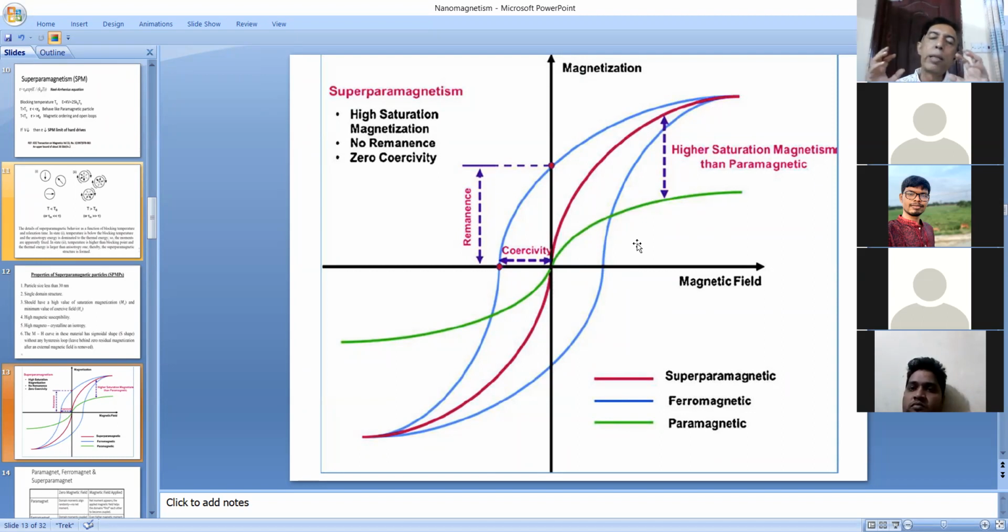So you will get zero remanence. That means you will not have any remanence, and you will not get any coercivity for a superparamagnetic substance. For a superparamagnetic substance, you will not get any hysteresis loop.